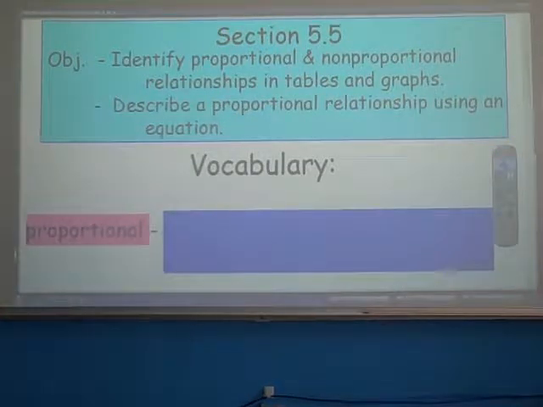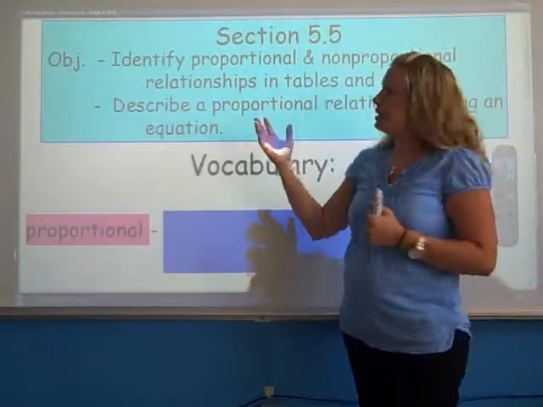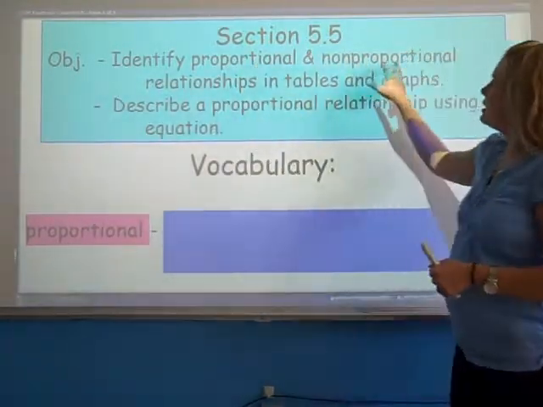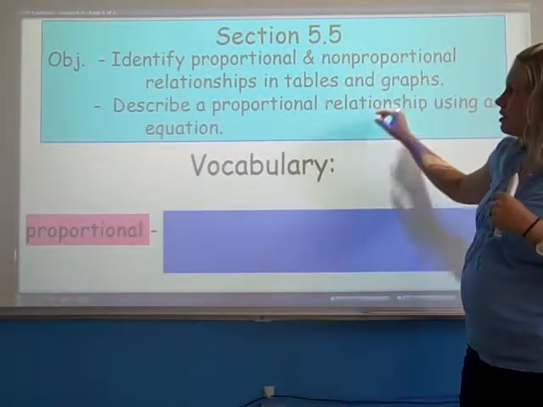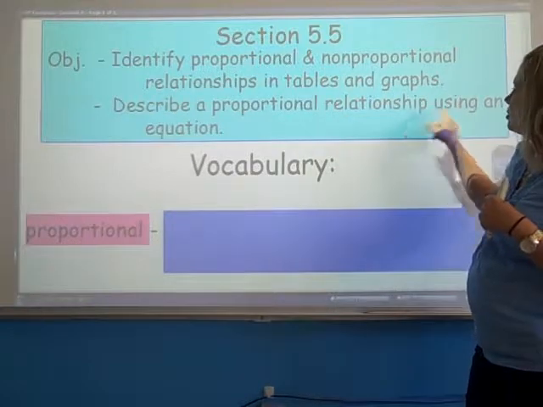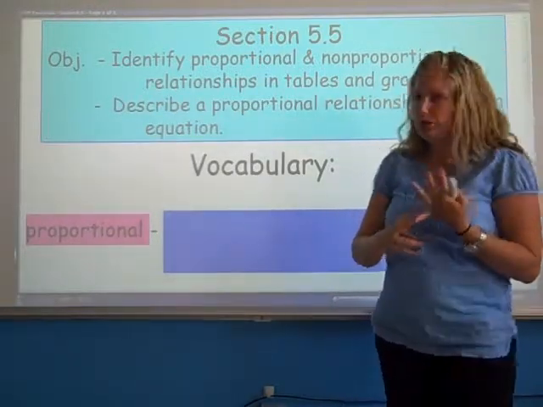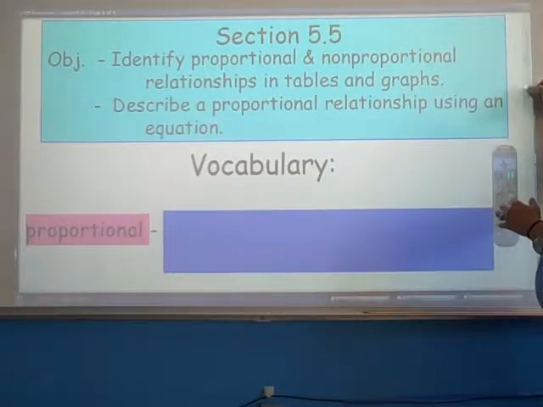Okay, hi everybody. Today we're going to work on section 5.5. Write that down in your notebook, please. Which has to do with identifying proportional and non-proportional relationships in tables and graphs. Describe a proportional relationship using an equation. So we're going to talk about what's proportional and some other vocabulary words before we even do this section.